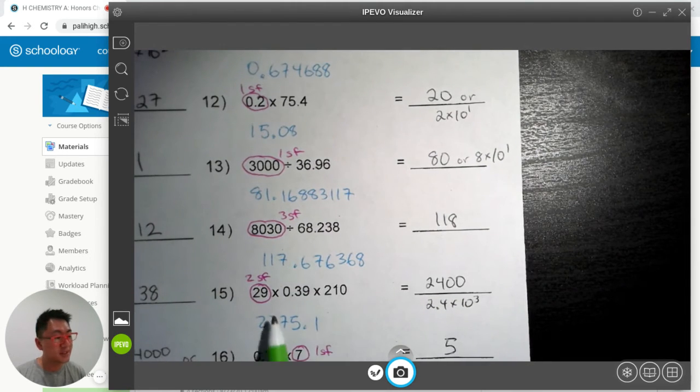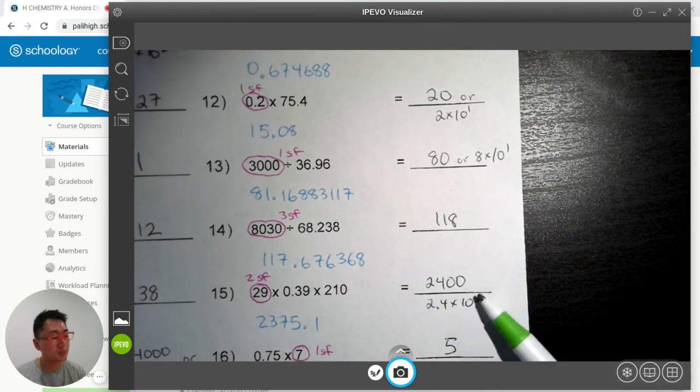Question number 15, 2 significant figures because 29 is 2 sig figs. That rounds to 2,400 or 2.4 times 10 to the third. They are both correct.